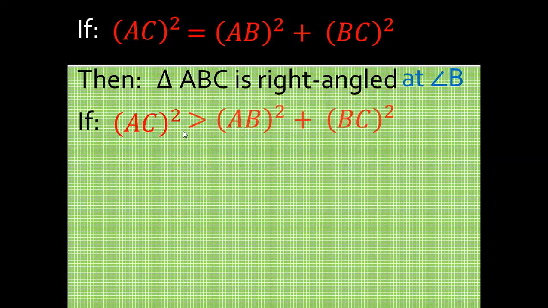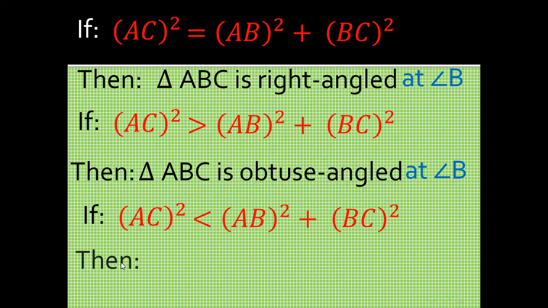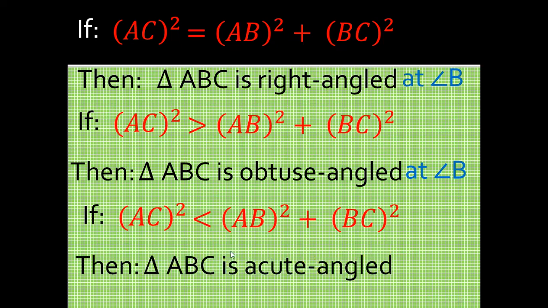If the square of the greatest is more than the sum of the squares of the other two sides, then this triangle is obtuse angle triangle. And the obtuse angle is B. If the square of the greatest is less than the sum of the squares of the other two sides, it means that this triangle will be acute angle triangle. Acute angle triangle at B. Okay.